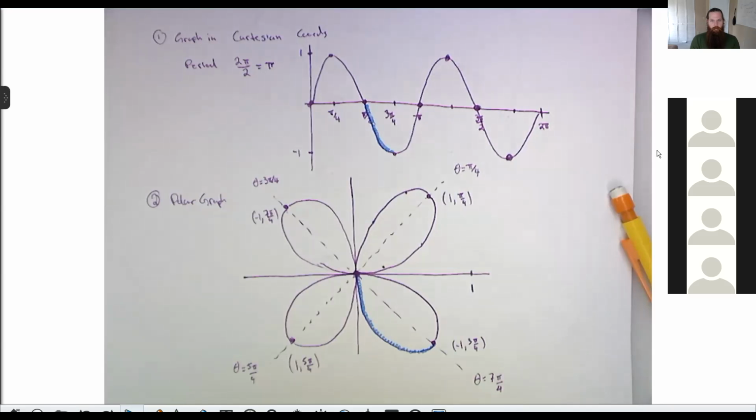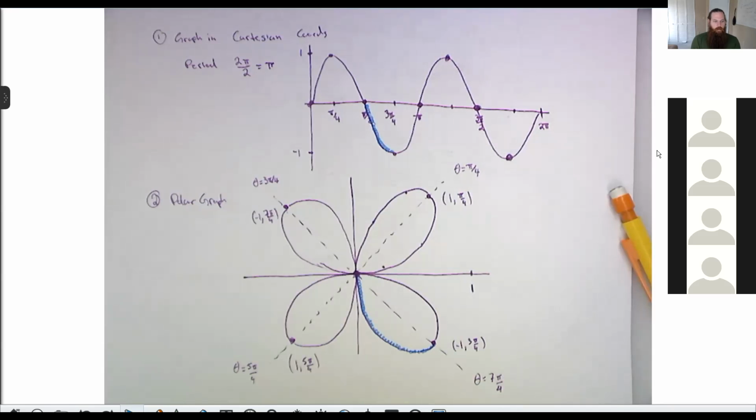Sine 4 theta will have 8. Sine 5 theta will have 5. Sine 6 theta will have 12. Sine 7 theta will have 7. So it depends on whether this number is even or odd. The number in here, by the way, is called angular velocity. It's the angular velocity for this function.